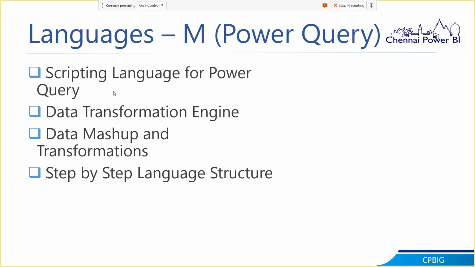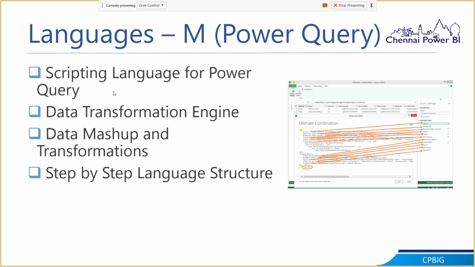If you see Power BI, we have different engines altogether working for data extraction, data transformation, and producing the reports. This M language is running on top of the data transformation engine. M is nothing but data mashup. We get the data from different sources, massage the data, apply the transformations, and prepare the final model. On top of the model, we do other calculations or complex logic using DAX.